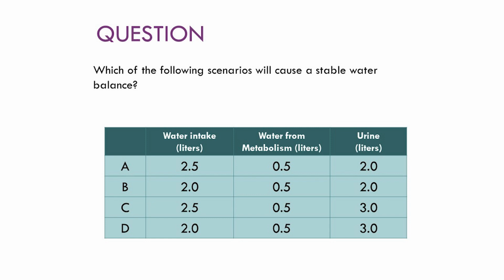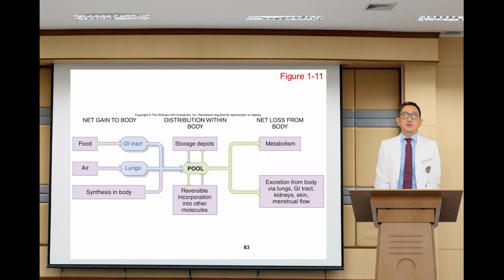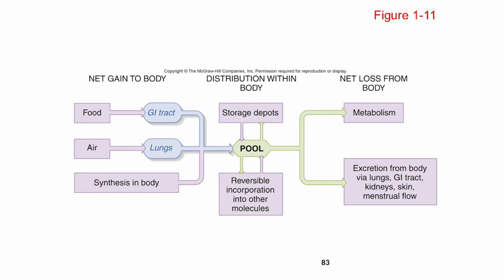Letter D: 2.0, 0.5, and 3.0. So the question again is, which of the following scenarios will cause a stable water balance? The storage pool in the body is affected by two events. One is net gain, and the other one is net loss from the body.